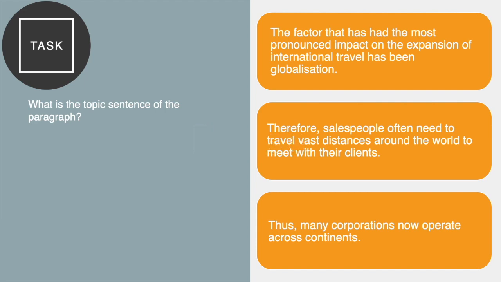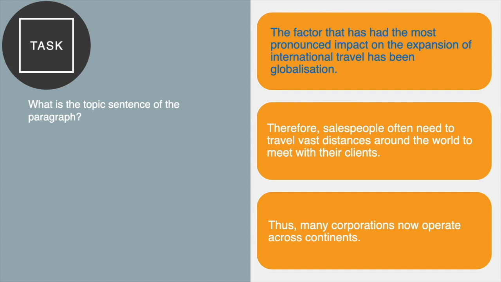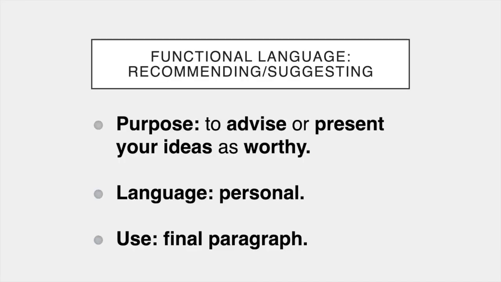And the answer is, the factor that had the most pronounced impact on the expansion of international travel has been globalization. Functional language, recommending and suggesting. Now, the purpose of this language is to advise or present your ideas as worthy. Now, this language is quite personal. It's all about what you think should happen. Finally, you should use this language in the final paragraph, as this section requires recommendations and suggestions.